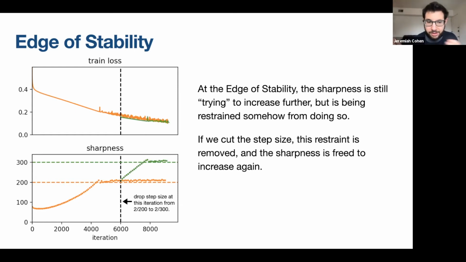So here's what happened. As soon as I cut the step size, the sharpness started to increase because it was being held back from increasing previously, and now that restraint was removed, it always wants to go up, and so it returned to its rise upward. Simultaneously, the minute we dropped the step size, the train loss started decreasing monotonically again. And then it became non-monotonic once we reached the edge of stability for the smaller green step size.